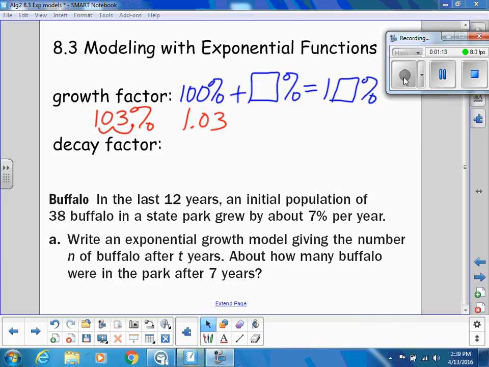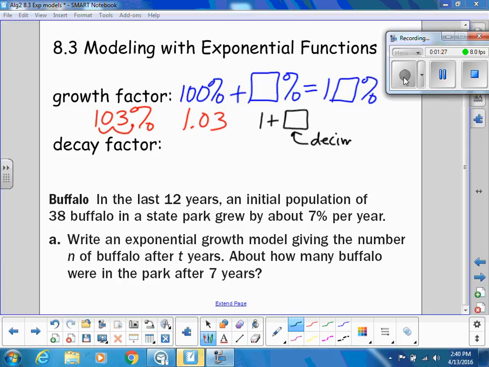So basically, your growth factor is going to be 1 plus whatever your percent growth is as a decimal. And that growth factor is what your B value is. So the growth factor and decay factor, that's your B. That goes in the parentheses, that's going to get raised to the X power. Okay, that's your growth factor.